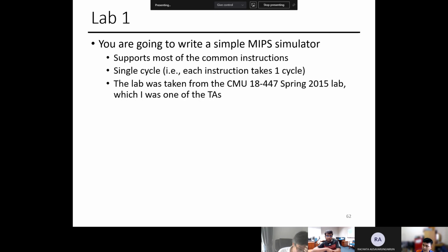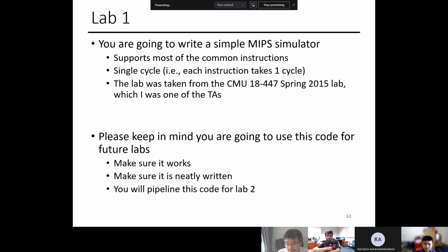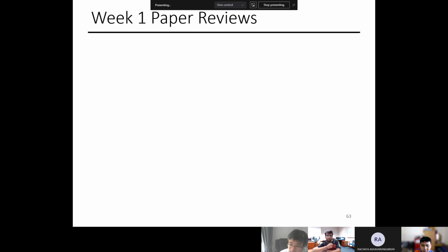This is a lab that I borrowed, which we made together when I was a TA at CMU. 18-447 was the code for the computer architecture class. Please keep in mind that you're going to use this code for future labs. Make sure it works and make sure it's neatly written, because you will pipeline it for lab 2. Basically, we'll make this faster for lab 2. I'll skip this for now because I forgot to enable the submission.